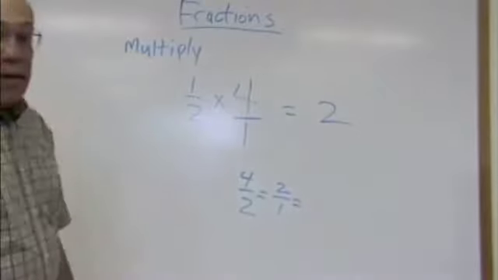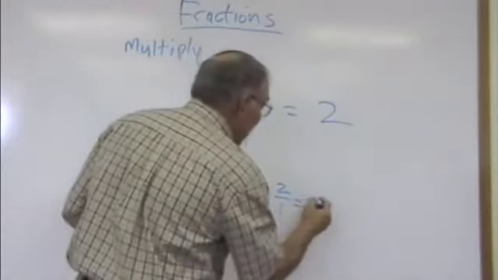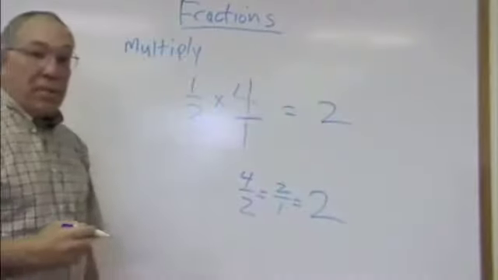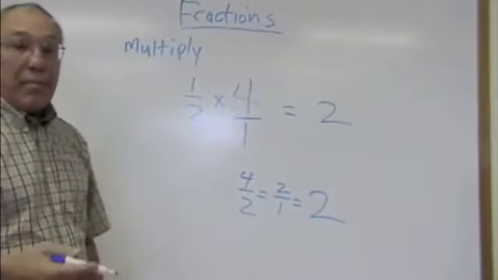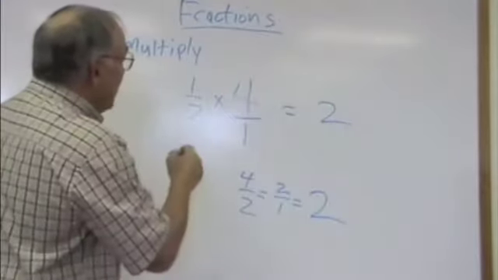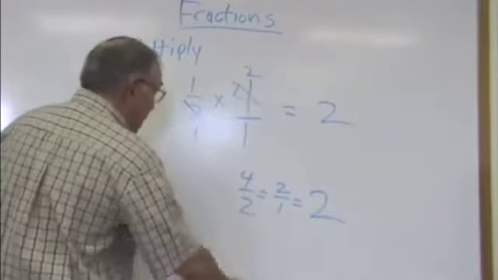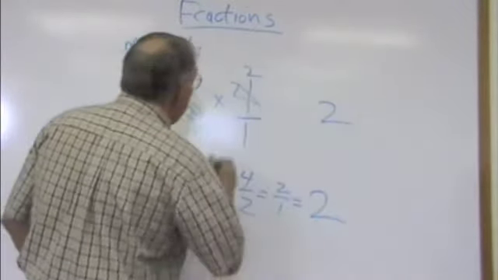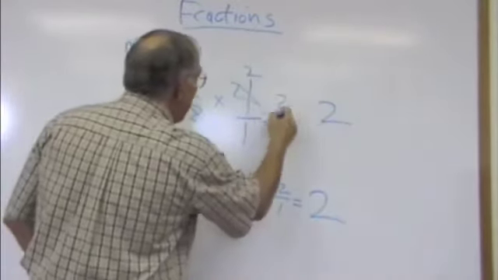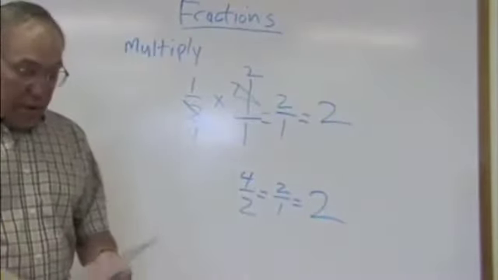Anytime you have a number over 1, that's the same as the whole number, the top number. 2 over 1 is just equal to 2. 3 over 1 is equal to 3. 4 over 1 is equal to 4. Could we cancel here? Yes, we could. We could say 2 goes into 2 once, 2 goes into 4 twice. And again, now we get 1 times 2 is 2, 1 times 1 is 1, and 2 over 1 is going to be 2 again.